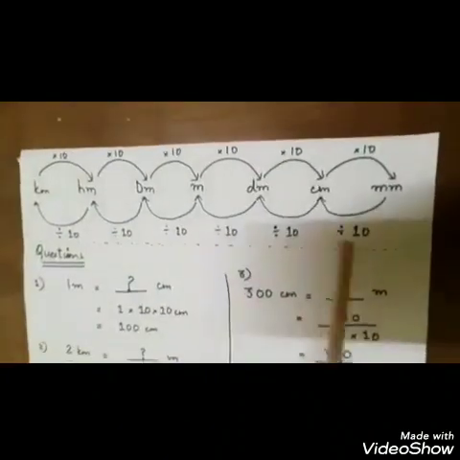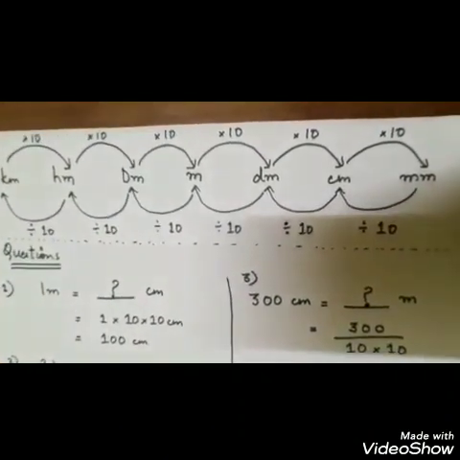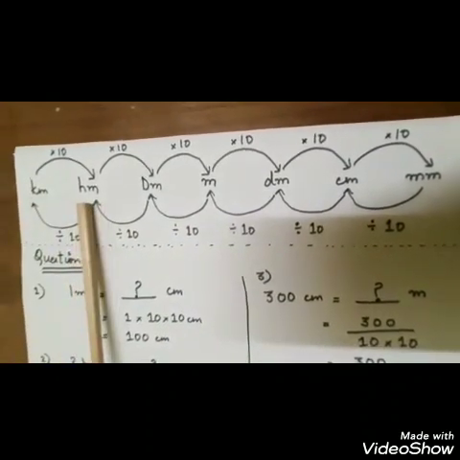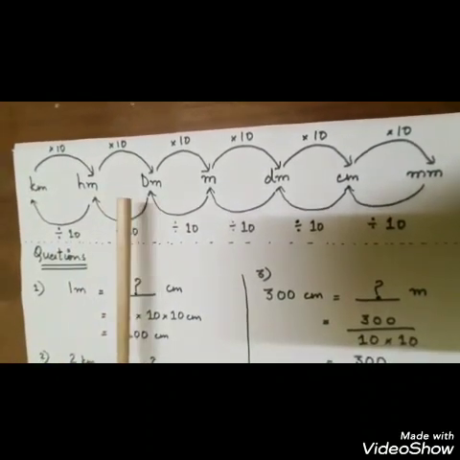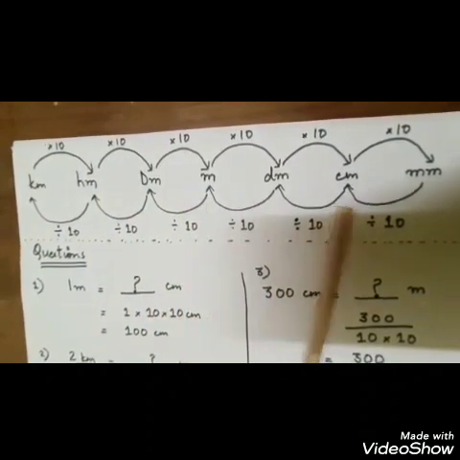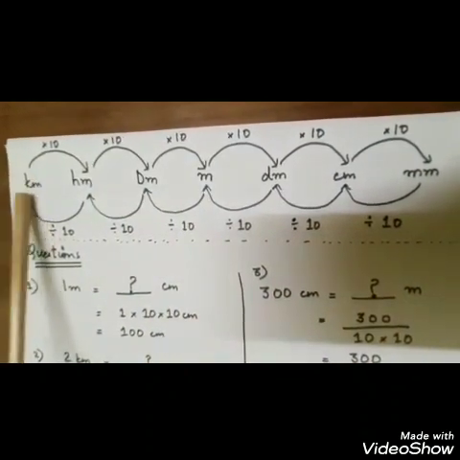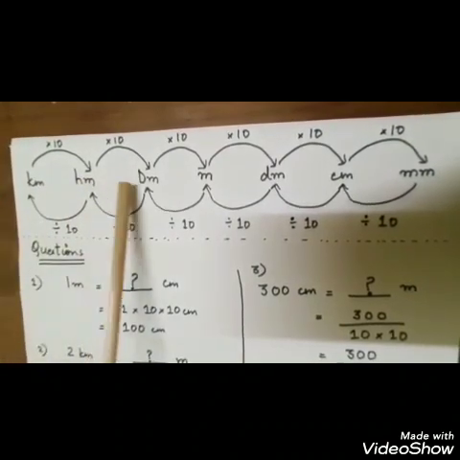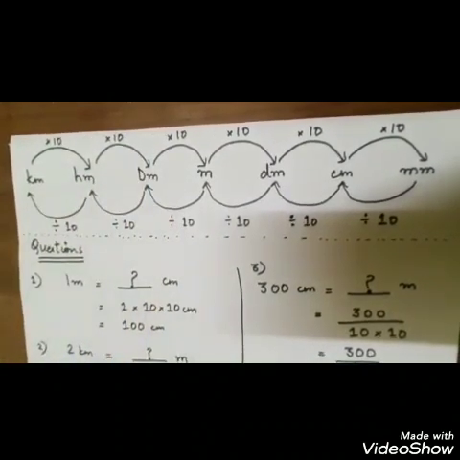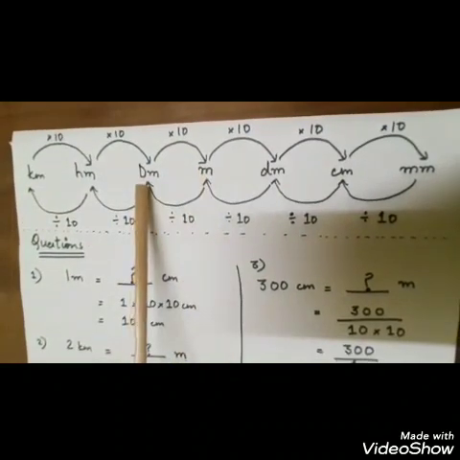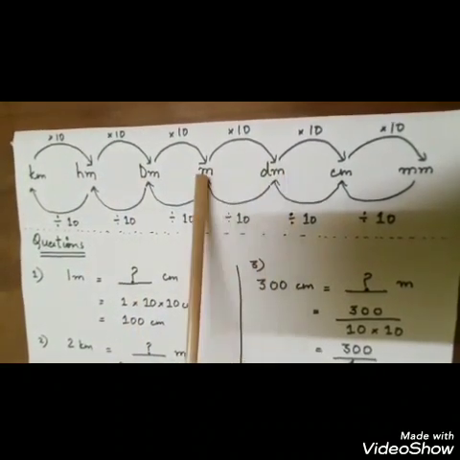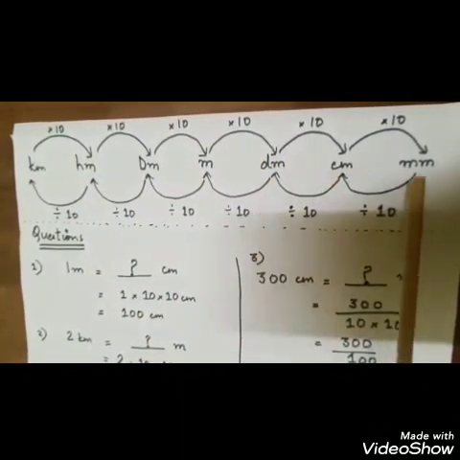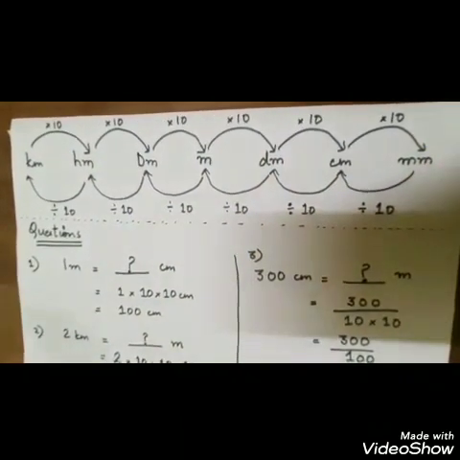Let us understand how to convert one unit into another with the help of this table. Kilometer, hectometer, decameter, meter, decimeter, centimeter, millimeter. This is the biggest unit, hectometer is smaller than kilometer, decameter is smaller than hectometer, meter is smaller than decameter, decimeter is smaller than meter, centimeter is smaller than decimeter and millimeter is the smallest unit.